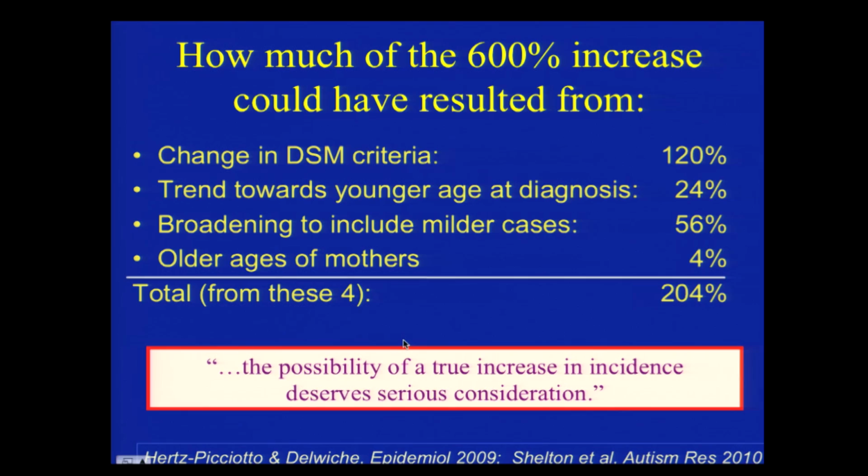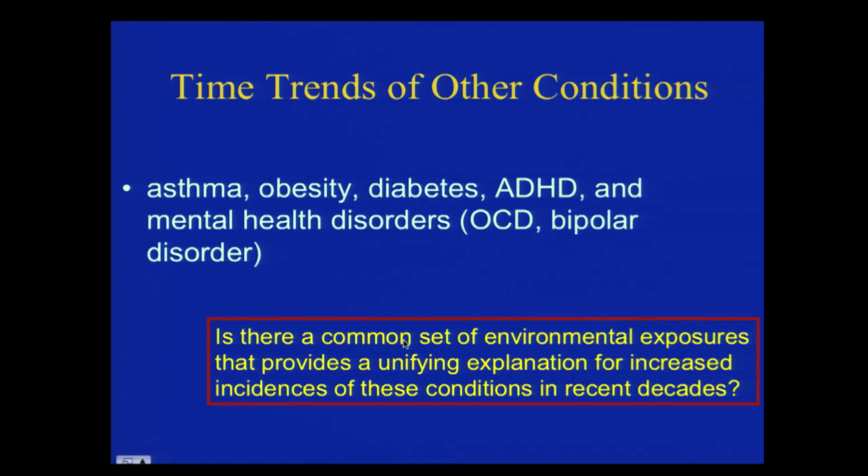Given that it really looks like at least part of this increase doesn't get explained so easily, there is a possibility of a true increase. And I just think it's a good thought experiment. What are the other things that are rising in this same period of the last few decades? And is there some sort of a common unifying explanation that might link these in some way, that these may have some common causes or common kinds of mechanisms that are operating?